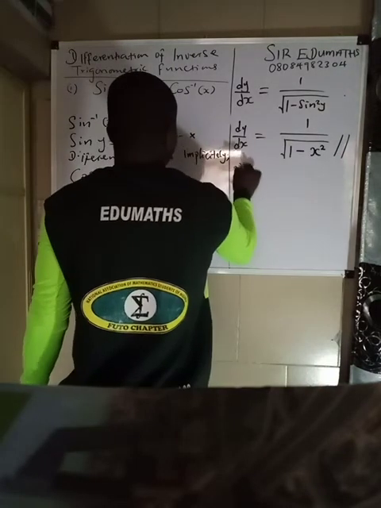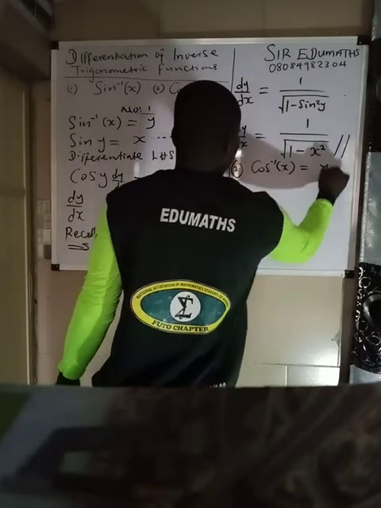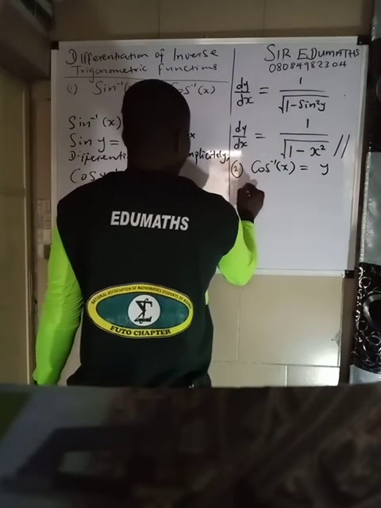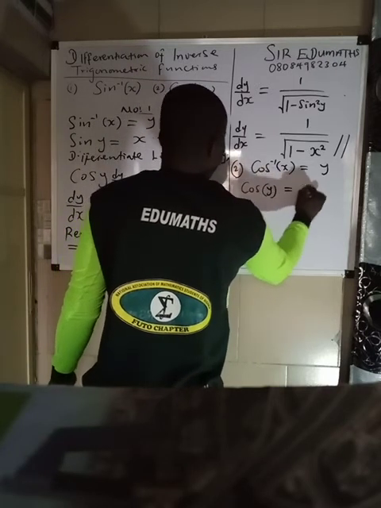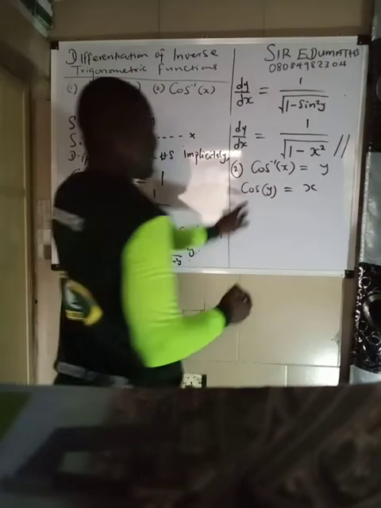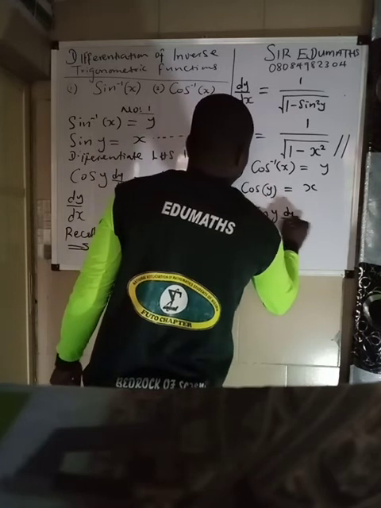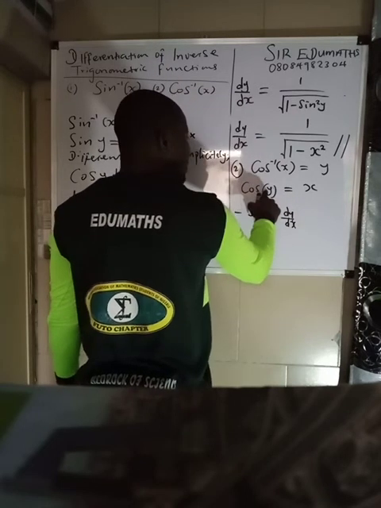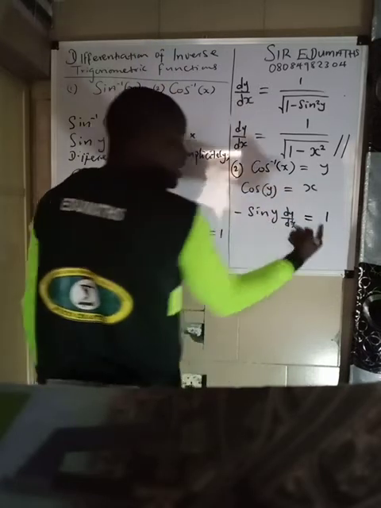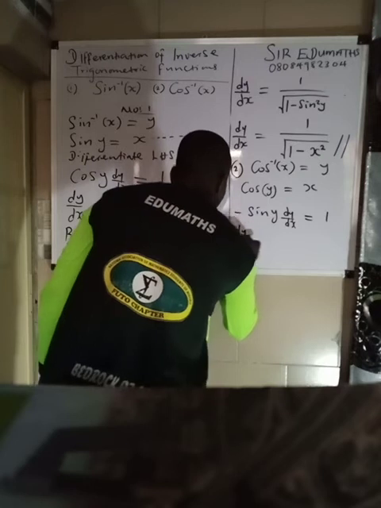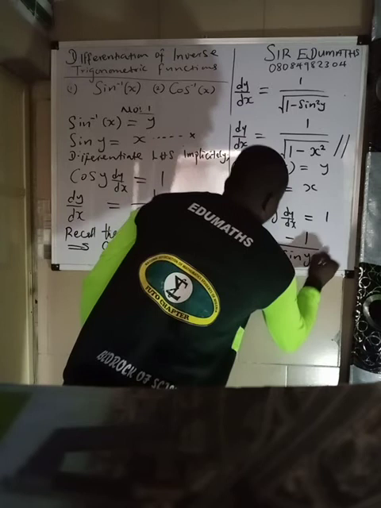Let's look at number 2. Number 2 is cos inverse of x equals y. So we do the same thing. This implies that cos y is equal to x. Okay? Differentiate this. We have minus sine y dy dx. We multiply by dy dx because this is implicit, it's not a function of x. Differentiating x, we have 1. The same thing is applicable. Divide. We have that dy dx is equal to minus 1 all over sine y.